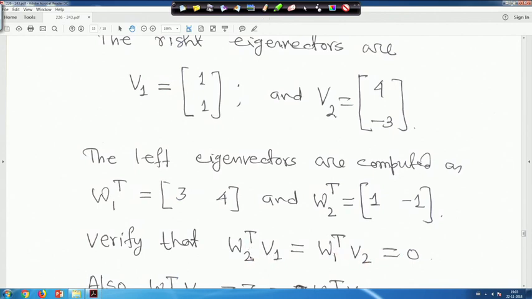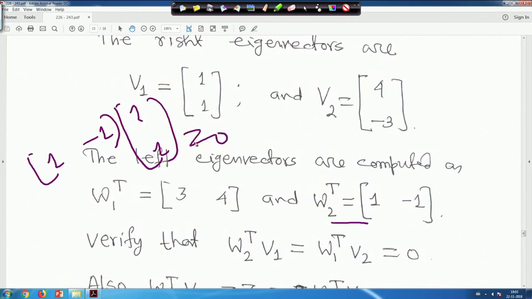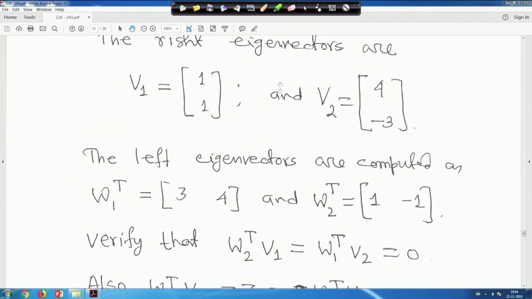For example, W2 transpose is 1 minus 1, and V1 is 1 1. If you multiply 1 into 1 and minus 1 into 1, it is basically 0. Similarly, W1 transpose is 3 4, multiplied with V2, which is 4 minus 3. So 12 minus 12, it is 0. So W2 transpose V1 and W1 transpose V2 are equal to 0. Please do it yourself. I have given the final result; you find the right eigenvector and left eigenvector.